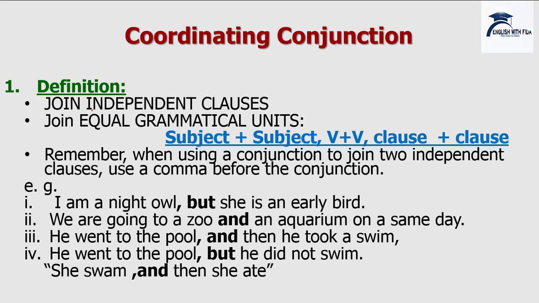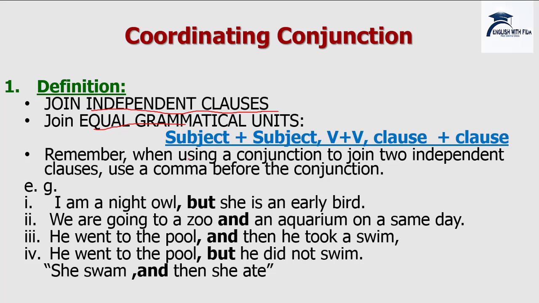Coordinating conjunctions join two independent clauses. My dear students, as you know, a clause is the part of a sentence having a subject and verb of its own. That is called a clause. So what is the salient feature of coordinating conjunction? That it joins two independent clauses or equal grammatical components like subjects. If there are two subjects, a coordinating conjunction will join. If there are two verbs, a coordinating conjunction will join. If two clauses, a coordinating conjunction will join.